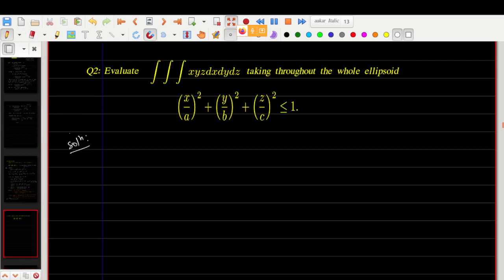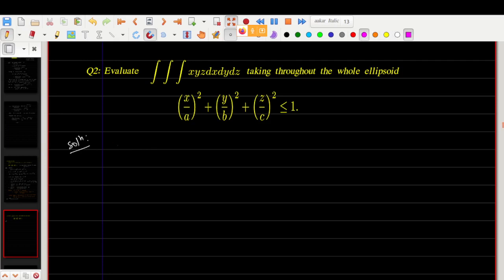Yeah, so earlier there was no integrand, now there is an integrand. Integrand is actually the function xyz. Now you have to find the triple integration of xyz over the region (x/a)^2 + (y/b)^2 + (z/c)^2 less than or equal to 1. As you can obviously go for the polar decomposition, but see by using this Dirichlet formula, how easily you can solve this.